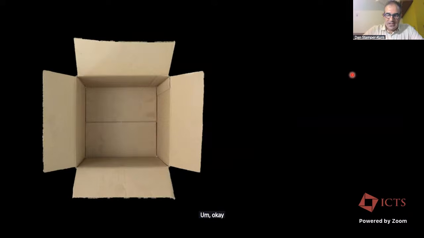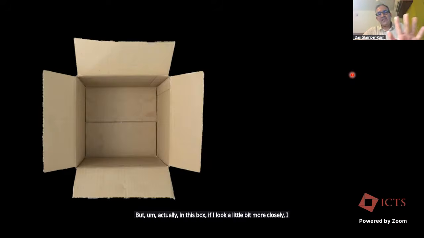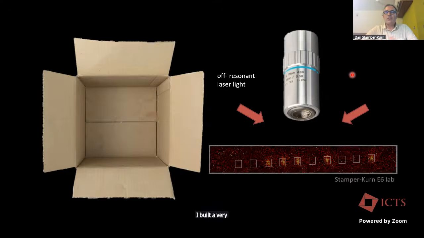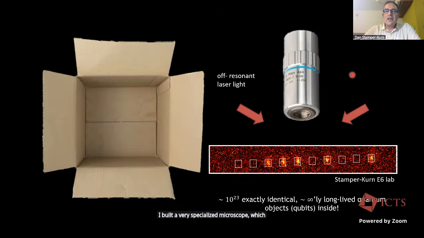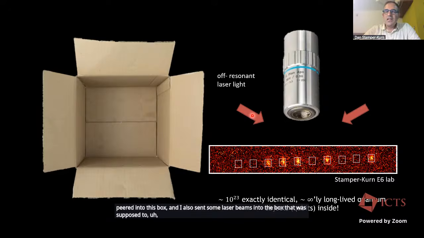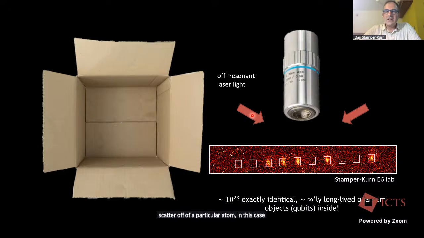Okay, so that was disappointing. But actually, in this box, if I look a little bit more closely, I realized that there's something floating around inside the box. There were some atoms and molecules in the air that is inside this box. And so I built a very specialized microscope which peered into this box, and I also sent some laser beams into the box that was supposed to scatter off of a particular atom. In this case, it's rubidium-87. And lo and behold, there was my quantum technology.